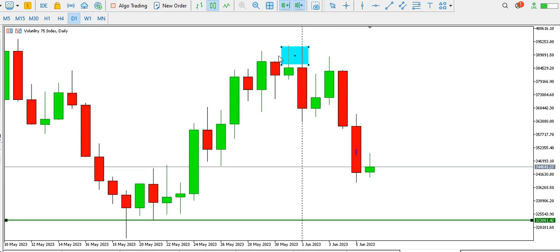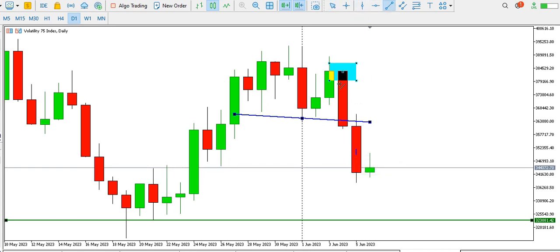On the daily time frame, we can see that price has been dropping due to the formation of this head and shoulder pattern. This is the left shoulder, this is the head, and this is the right shoulder. We have the neckline broken around here. Yesterday's candlestick was a solid drop, and with the formation of these two particular candlesticks, we expect price to drop to the lower level.